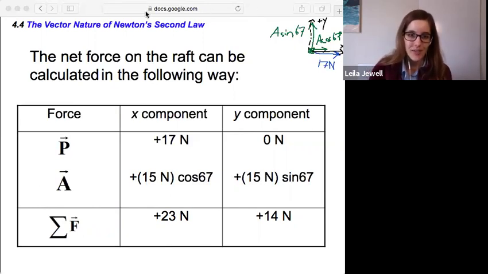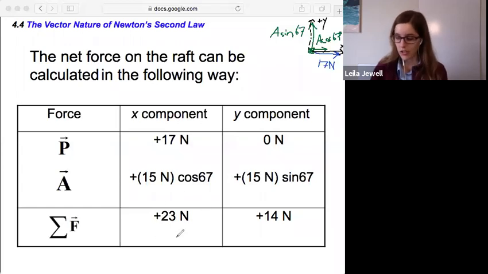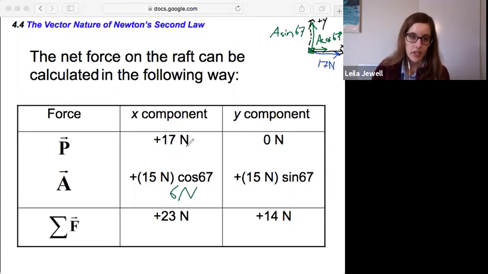So we see that we have the x components of force P and A, and those can be added together in order to calculate the net force in the x direction. So this x component of A, when you calculate this out, it should come out to about 6 newtons, just so you know. So if you add 6 to 17, that's how you get 23.